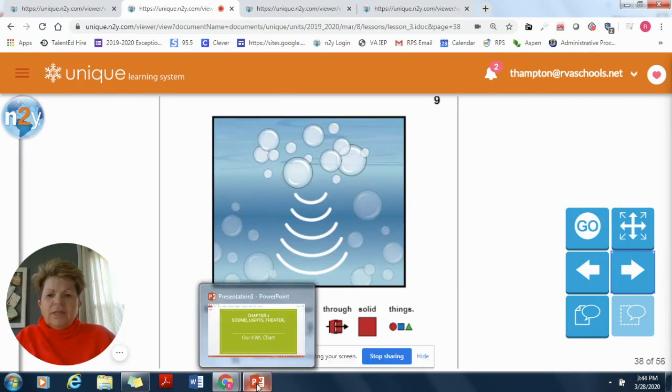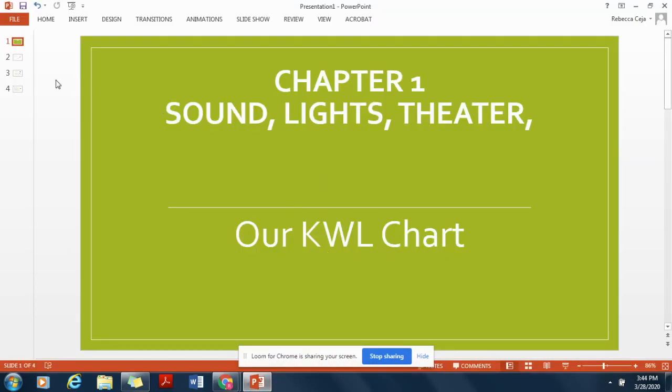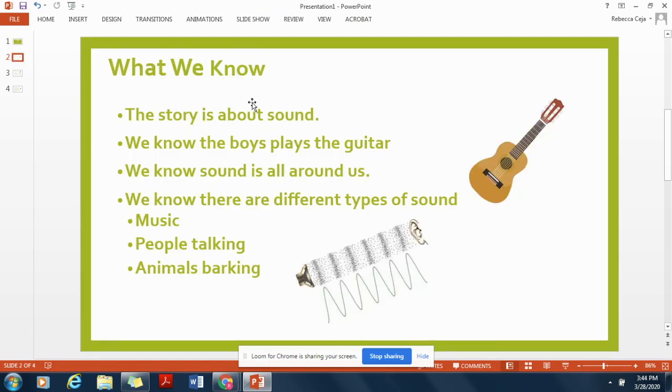So let's go back to our KWL chart and let's see, what do we already know? So we know that the story is about sound because we know that from the title, correct? We know that there's a picture of a boy, he's playing a guitar. We know that if we just think about sound, because the title has the word sound in it, that sound is all around us all the time. We know that there are different types of sound, that there's music and people talking and animals, and we could add many, many more things.